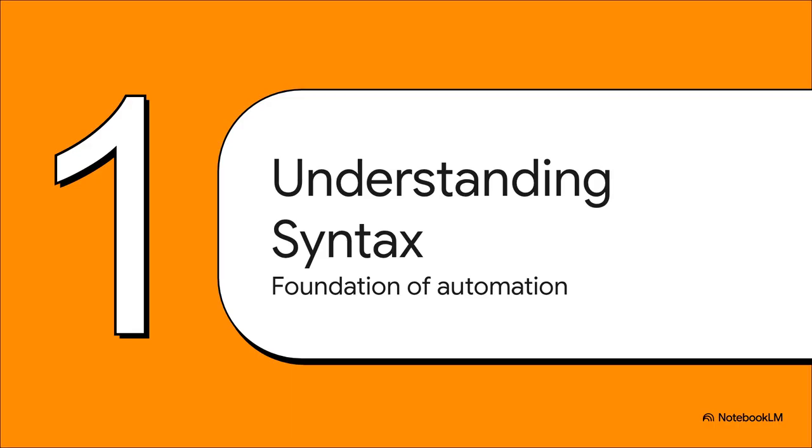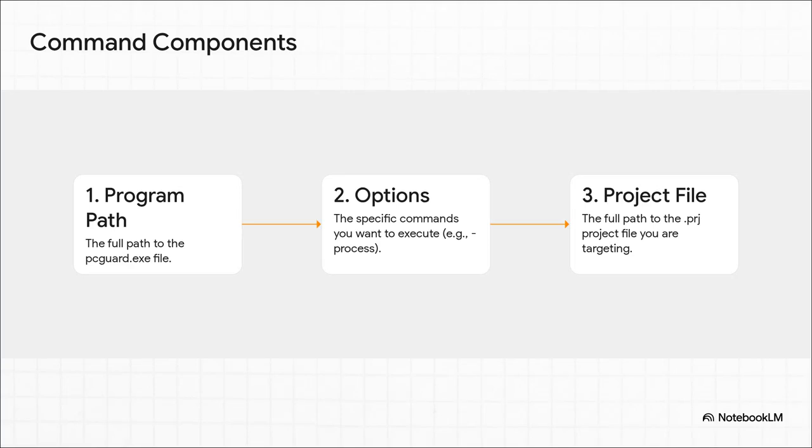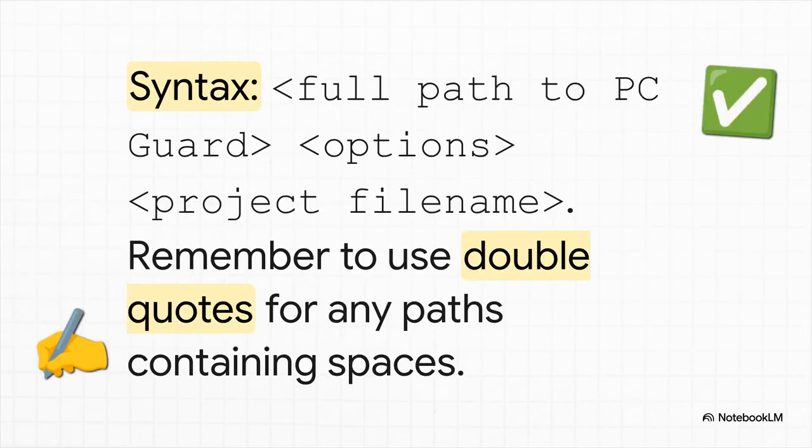First things first, we gotta understand the syntax. You can think of this as the basic grammar for every single command we're gonna build. Every command you run is made up of three key parts. First, you've got the program path. That's just telling the system where to find the pcguard.exe file. Second, you have the options, which are the specific actions you want PCGuard to take. And third, you have the project file that you're working with. Simple as that. And when you put it all together, the structure looks just like this.